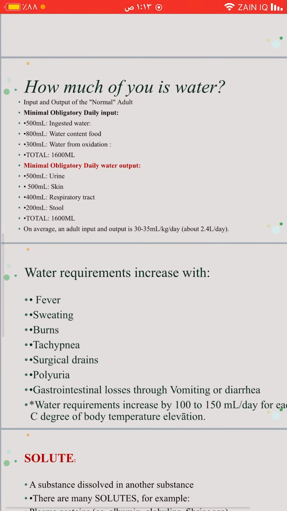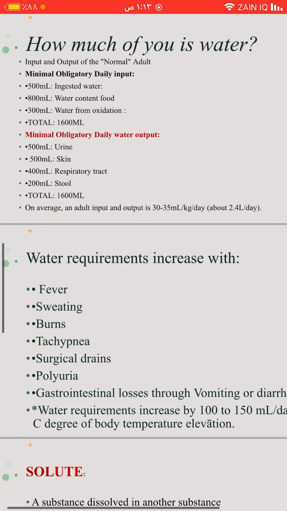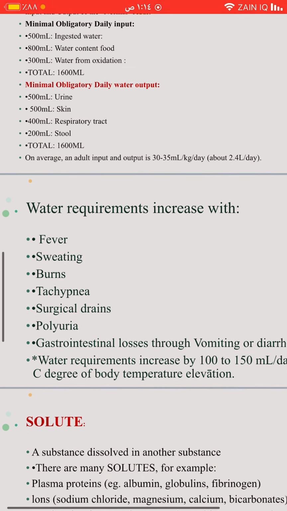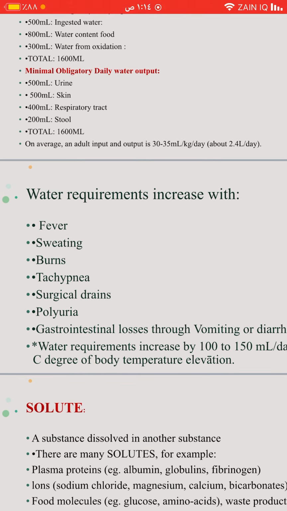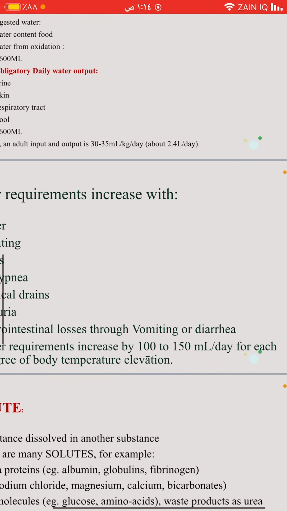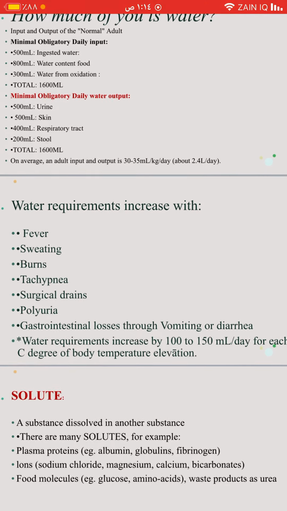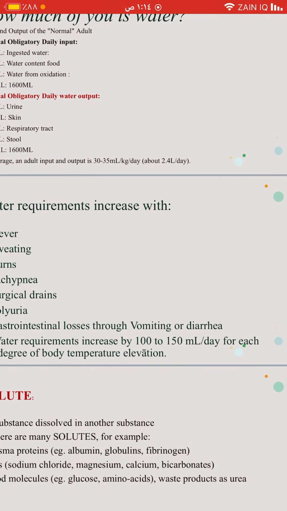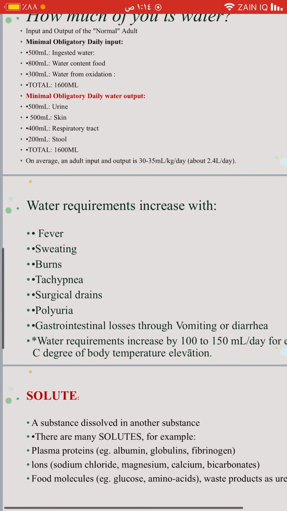Water requirement increases, يعني متطلبات الووتر تزيد بحالات معينة اللي هي الفيفر, swelling, burns and tachypnea, surgical drains and gastrointestinal loss through vomiting and diarrhea. Water requirement increases by 100 to 150 ml a day for each degree Celsius of body temperature elevation.